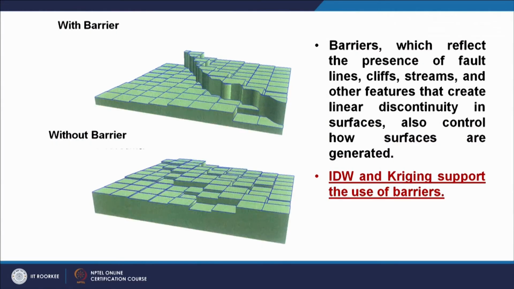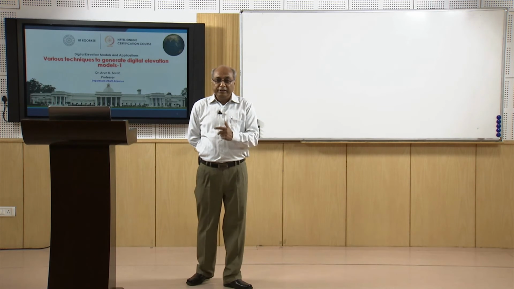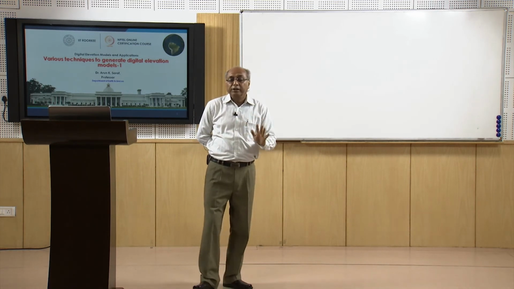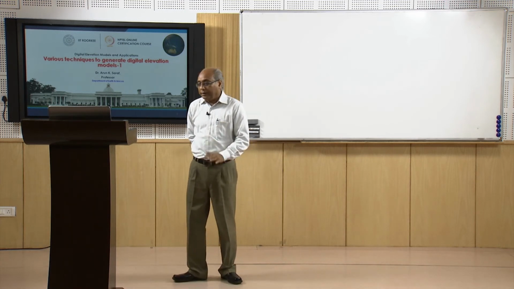So barriers, which reflect the presence of fault lines, cliffs, streams and other features that create linear discontinuity in the surfaces, also control how surfaces are generated. Because if you supply that information, then you can see in this particular example how two completely different elevation models have been created using the same interpolation technique. The difference is only about supplying the information about barriers or without barriers.